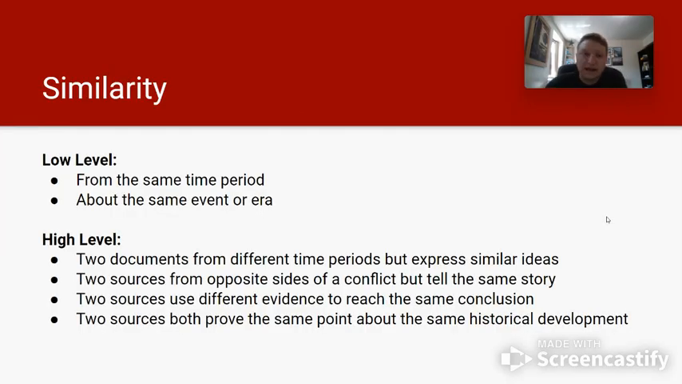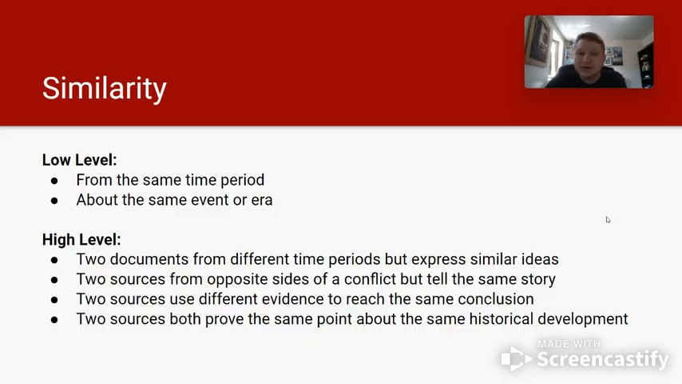Now, for similarities, I think what students struggle with here is they will give similarities that just aren't necessarily what we're looking for. I would say some lower level similarities, like we said before, are just saying that 2 documents are from the same time period, or that they're about the same event or era. Some higher level similarities, some things that you could really get your points on, is saying that two documents from different time periods express similar ideas, right? So it's sort of a surprise that they have a similar idea, even though they're from different points in time. Or two sources from opposite sides of a conflict tell the same story. You could also talk about a similarity where different sources use different evidence, but they reach the same conclusion.